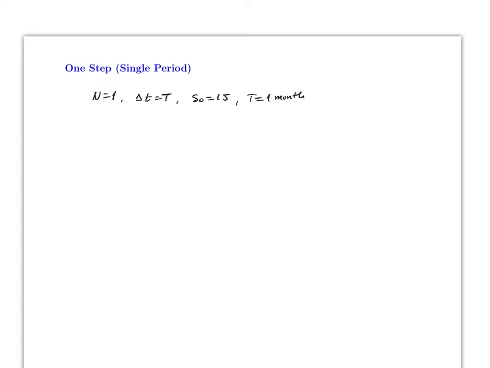Okay, so here we have the following. N is 1, which means just one period. Delta t is t, and let's say t is one month. And let's say that the interest rate is 0, and the strike price is 18. And let's say that we have a call option. So therefore we start with S0, which is 15. Remember that we also call in this one alpha.